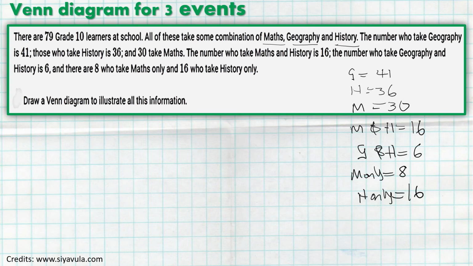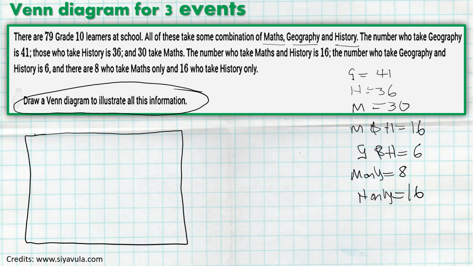So they say draw a Venn diagram to illustrate this information. You can see that we have 3 events: we have math, we have geography, and we have history. So we're just gonna draw a Venn diagram for this. Very interesting. So I'm just gonna draw 3 events.